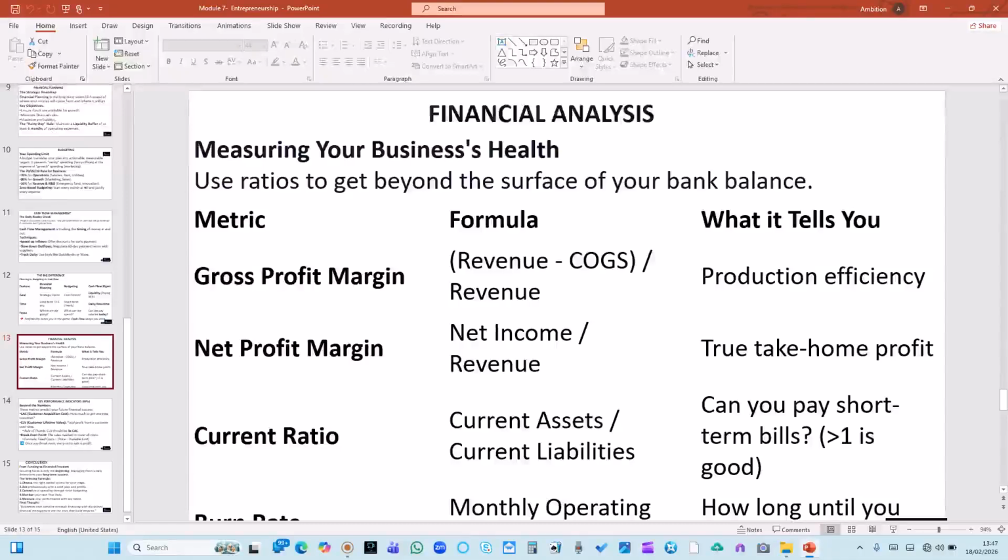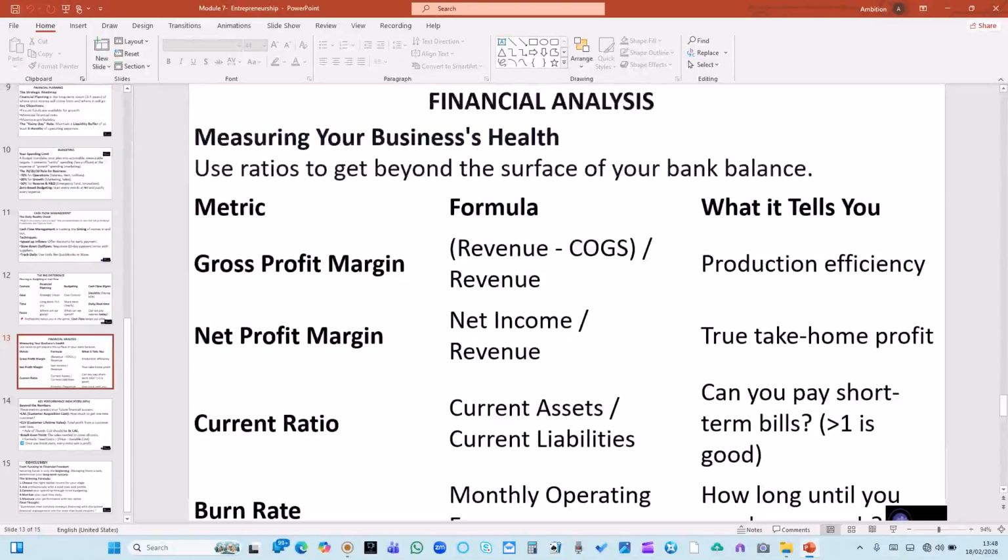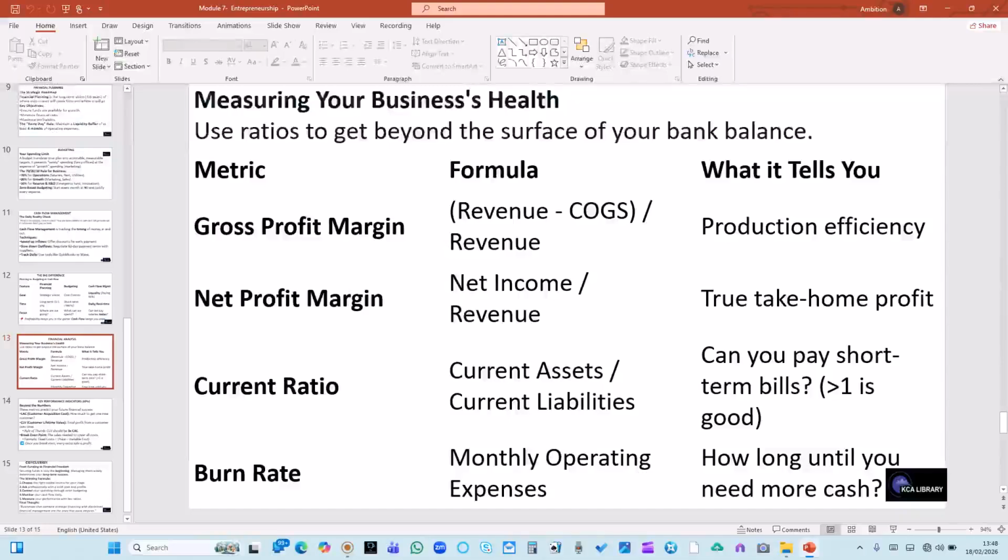What it tells you is production efficiency. Another metric is net profit margin, which is obtained by the formula net income divided by revenue, which tells you the true take-home profit. Another metric is current ratio, which is current assets divided by current liabilities, which tells you if you can pay short-term bills, usually above 1 is a good one. Now we have another metric, which is burn rate, obtainable by the formula monthly operating expenses. It tells you how long until you need more cash.